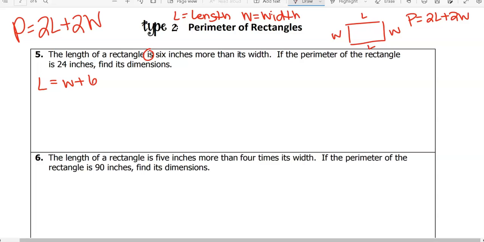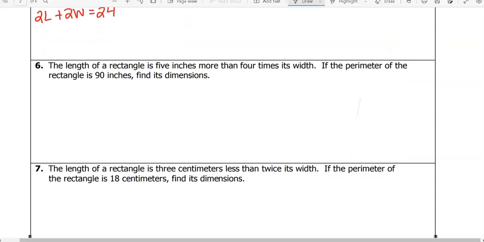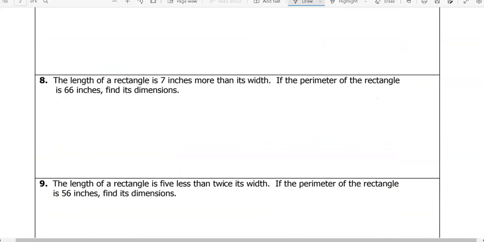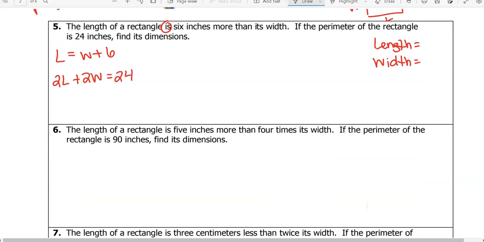The perimeter of the rectangle is 24. So that means if I do my 2 lengths and my 2 widths together, it needs to equal 24. Find its dimensions. So it wants to know what is my length and what is my width. Okay, so in the end, we're going to have to figure out length and we're going to have to figure out width. That is what it's asking me. Find its dimensions. Yep, that's true for all of these.